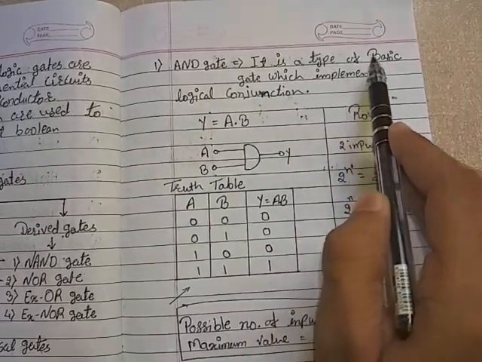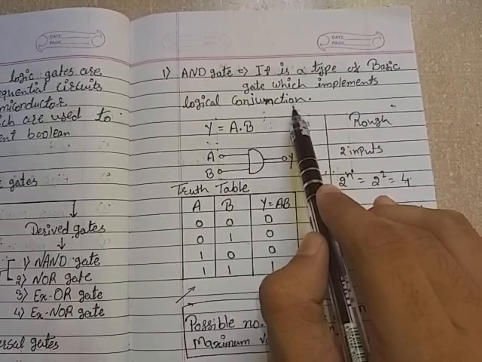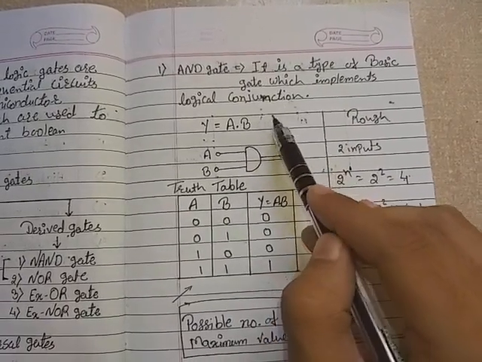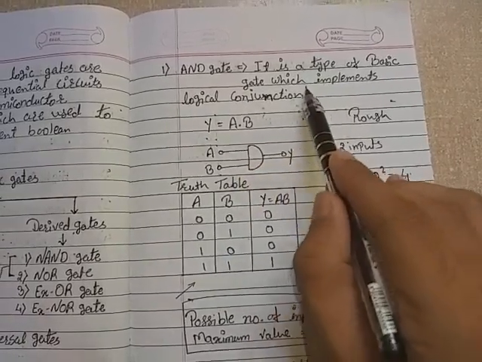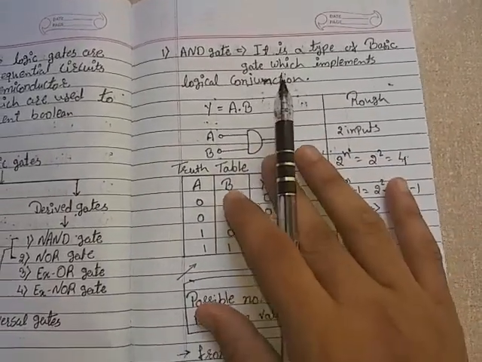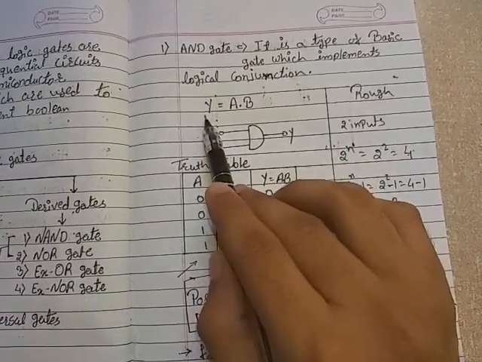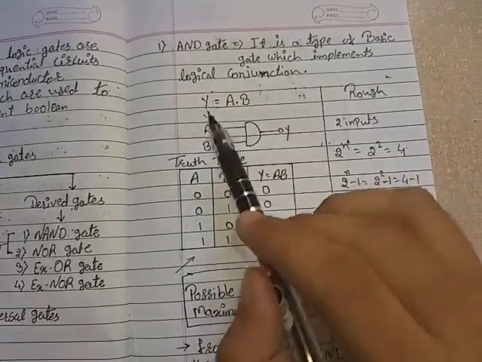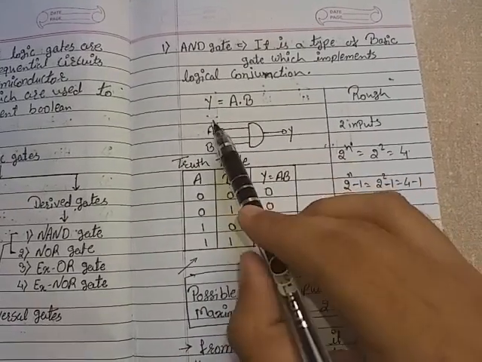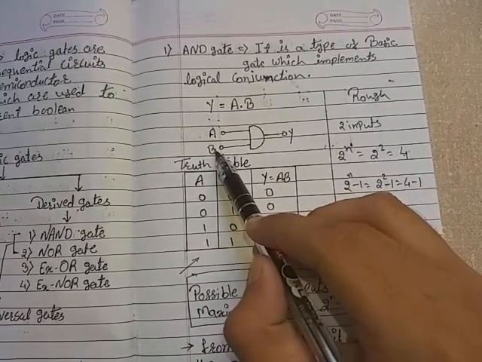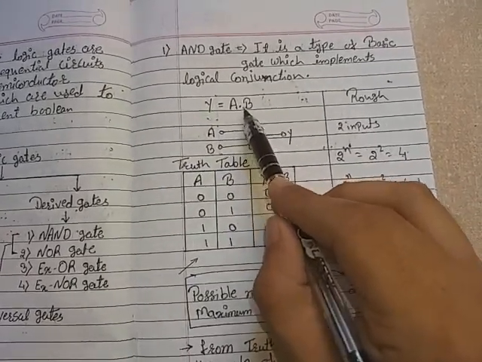It is a type of basic gate which implements logical conjunction. Now what is conjunction we will learn in the next topic, which is mathematical logic, and there we will learn what is conjunction. Now the logical equation of AND gate is y is equal to a dot b, where a and b are two different inputs and y is your output. Y is given by a dot b.